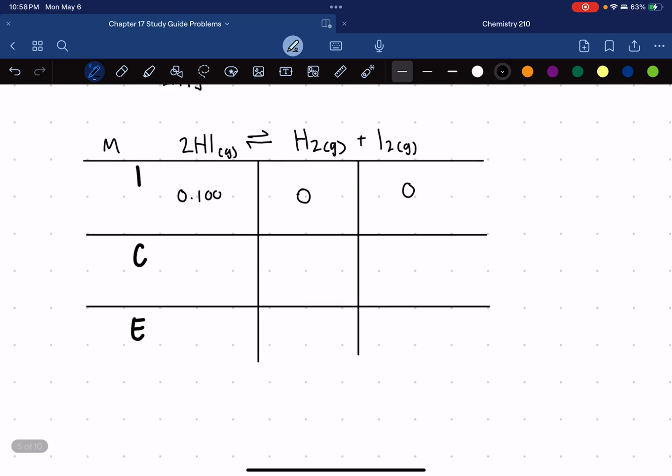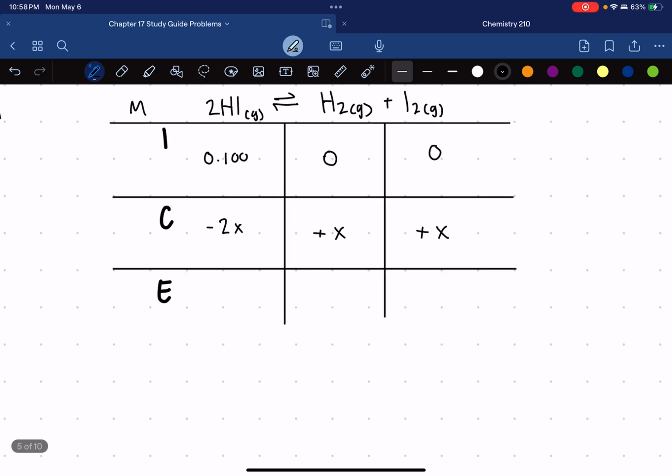So our change would now be negative 2x. It's negative 2 because we're losing 2 moles to create 1 mole of H2 and I2 gas. And as stated in the previous slides, we use our reaction table to sum up what we have so far, being 0.100 minus 2x. And then right here would be 0 plus x, which is x, and same over here.